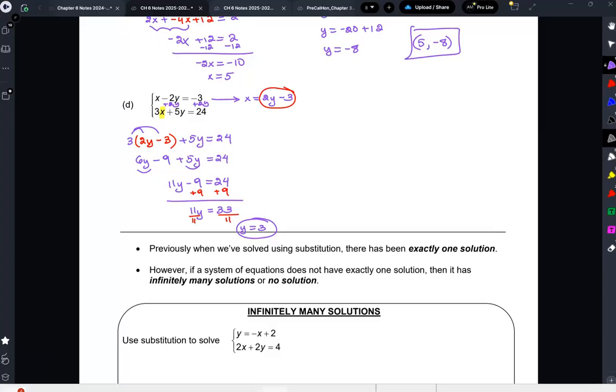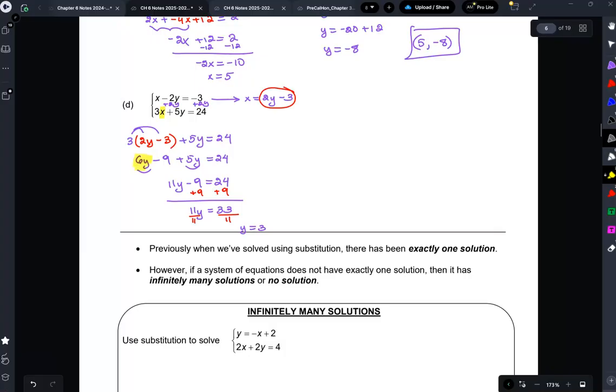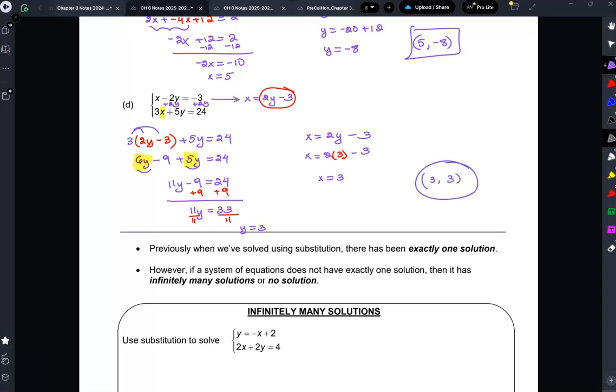Yes, Drew. Why don't you subtract by 5y, because... By what? Oh, so what we're doing here is we're just combining like terms. We're not doing the addition property. Okay, so now y is 3. This time I'm going to plug it into the x. And I'm going to say x equals 2y minus 3. X equals 2 times 3 minus 3. So x is 3. So the solution will be 3 comma 3.